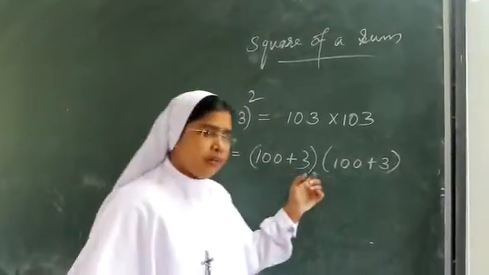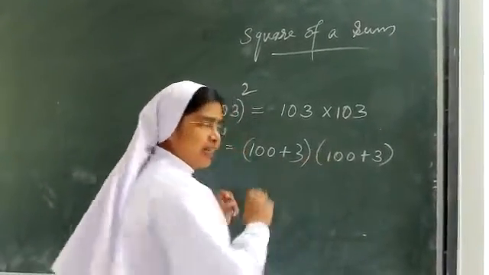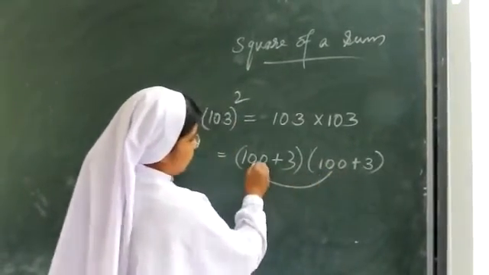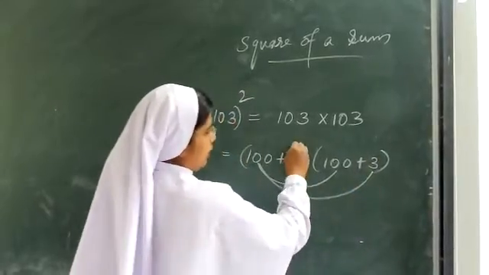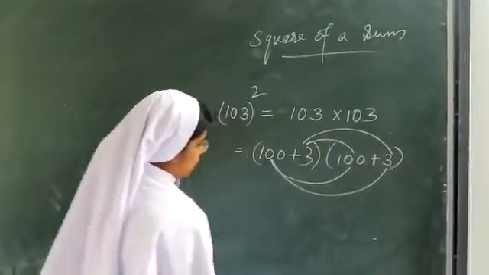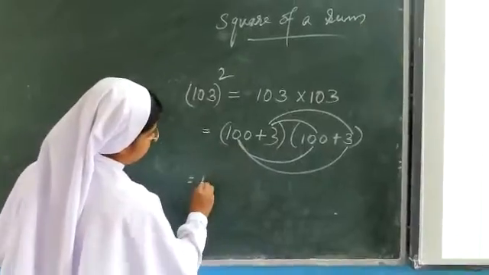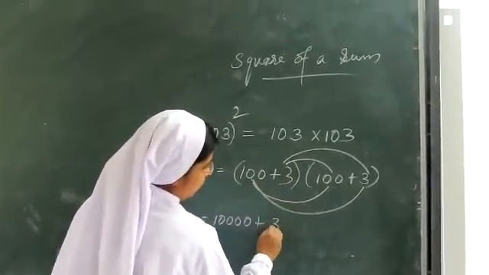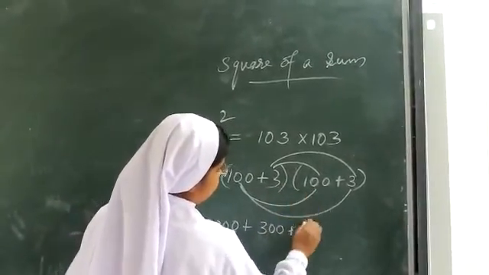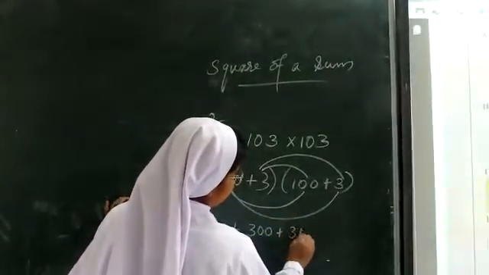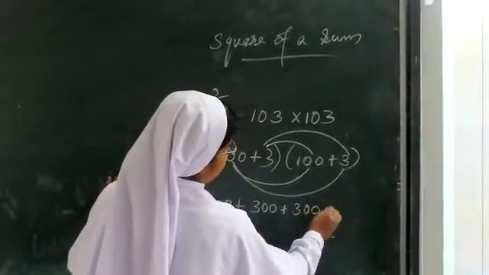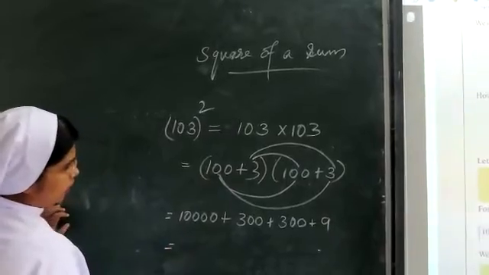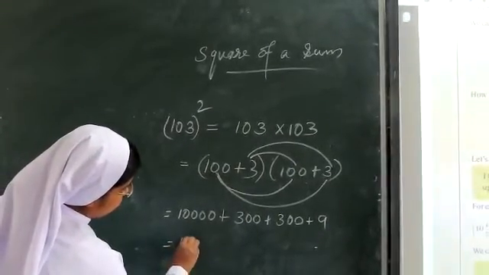Okay, so we have learned how to multiply. When there is a bracket like this, it is to multiply. So how to multiply? 100 into 100, then 100 into 3, then 3 into 100 and 3 into 3. So how do you get 100 into 100? 10,000, plus 100 into 3, 300, plus 3 into 100, 300, plus 3 into 3, 9. So how much do you get? 10,000.